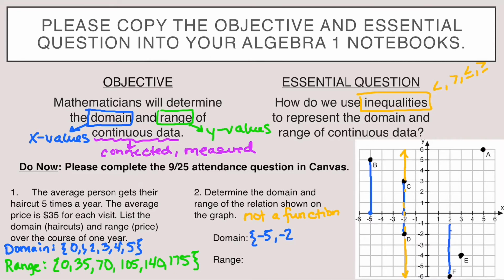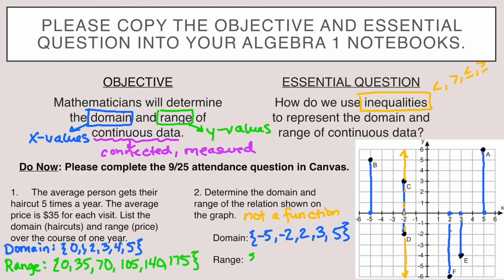F goes to 2. E has an x value of 3. And A has an x value of 5. That's now all of our x values.